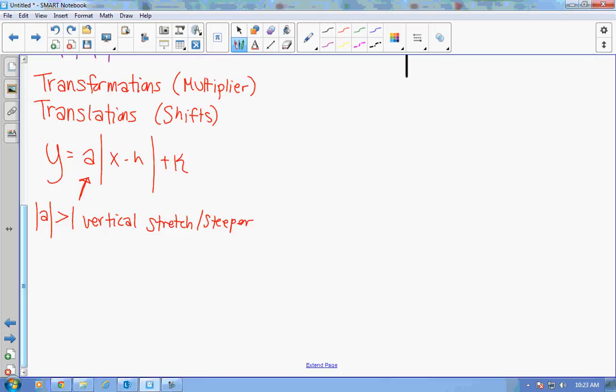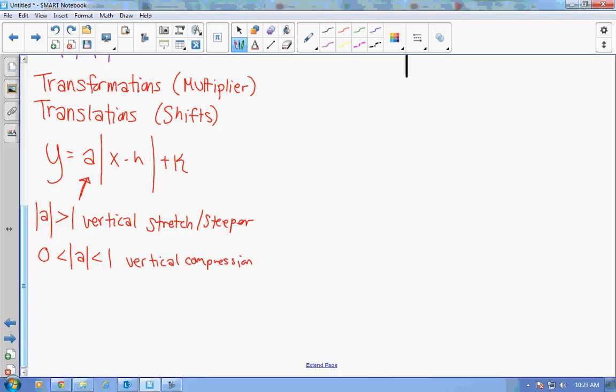I heard people saying fractions. What does a fraction have to be in between for it to be a compression? From what to what? The absolute value of A has to be less than or equal to what number? 0 to 1, and the absolute value of it. So any fractions between 0 and 1 have a vertical compression.